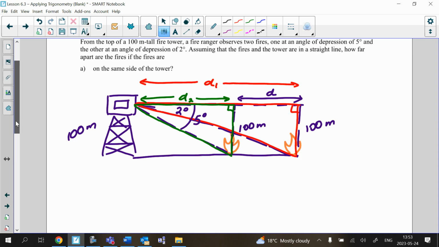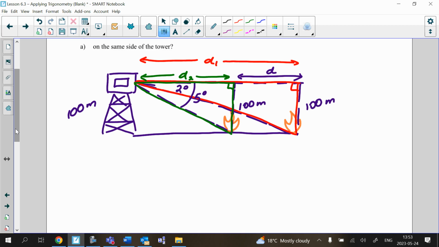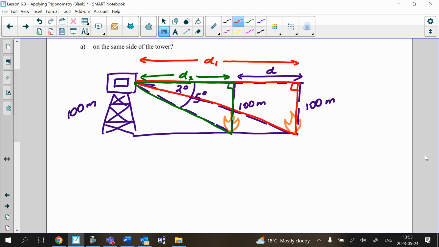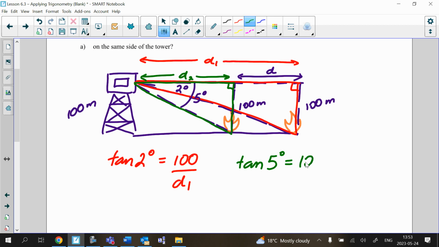So we need to do some work now, some trig and some algebra. Looking at the red right triangle, we've got a 2-degree angle. The opposite is 100. The adjacent is D1. So the tan of 2 degrees is equal to opposite 100 over adjacent D1. For the green one, this time it's a 5-degree angle. So the tan of 5 degrees is equal to the opposite side 100 over the adjacent side, which we've called D2.